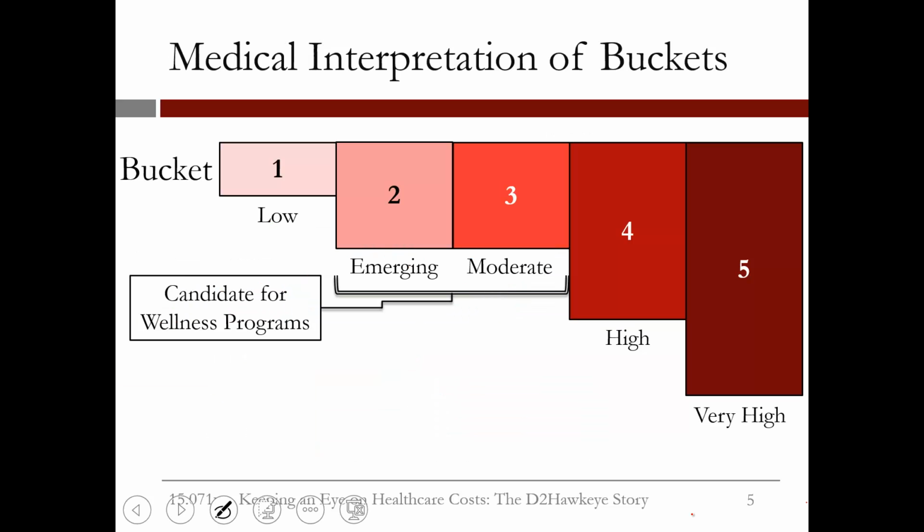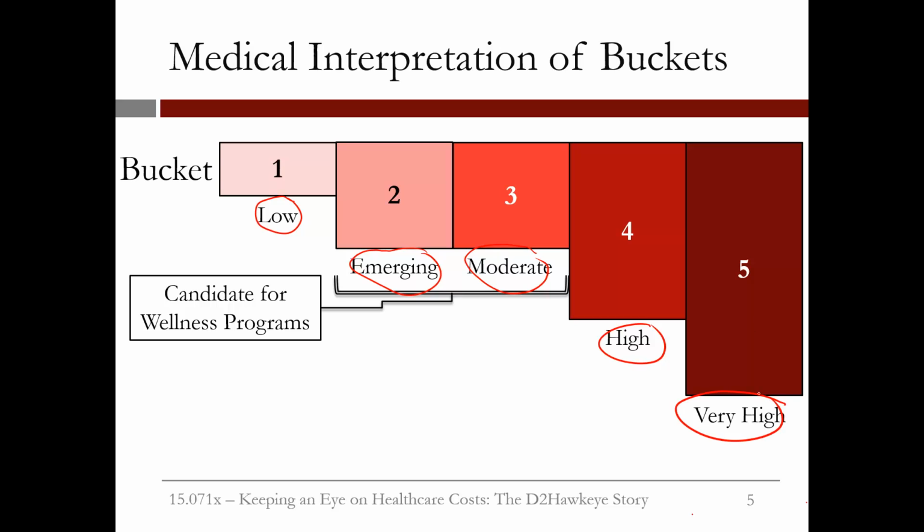Let us interpret the buckets medically. So this shows the various levels of risk. Bucket 1 consists of patients that have rather low risk. Bucket 2 has what is called emerging risk, and bucket 3 moderate level of risk, bucket 4 high risk, and bucket 5 very high risk.